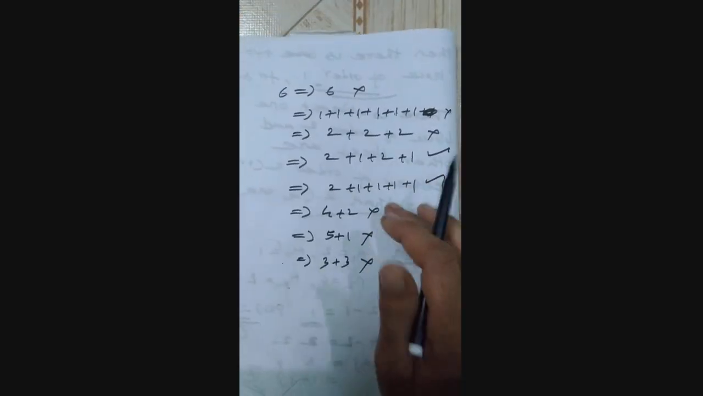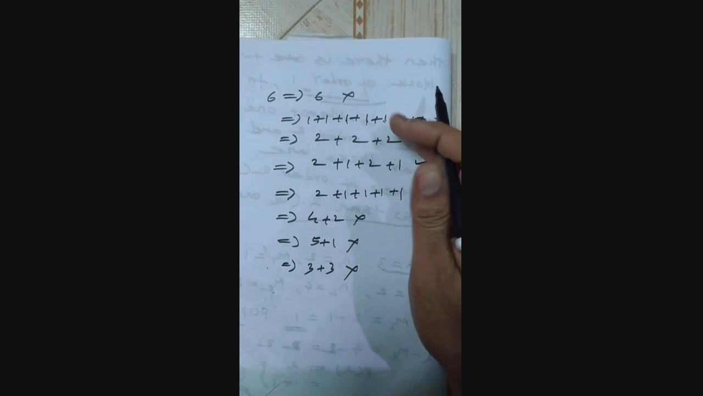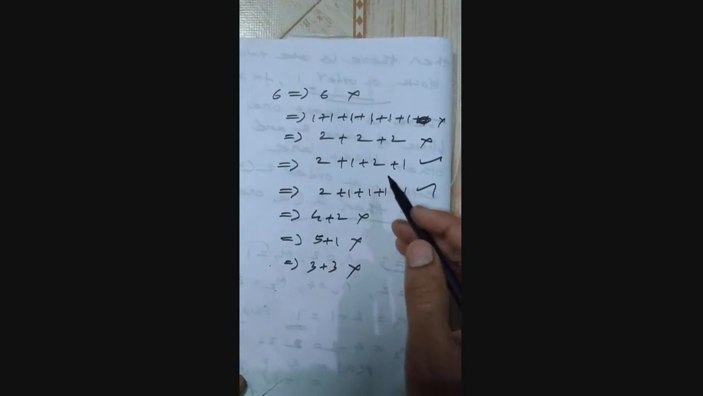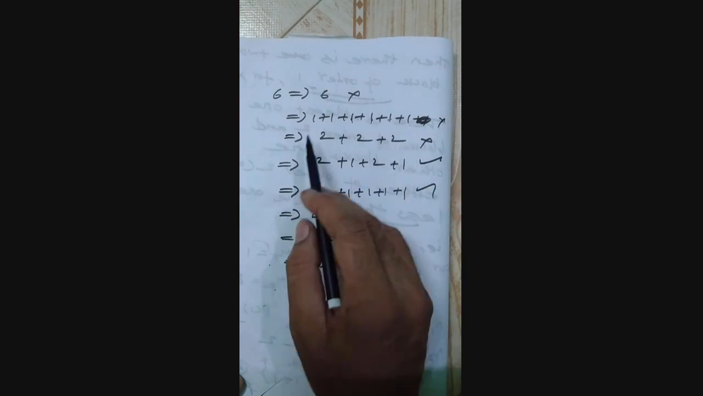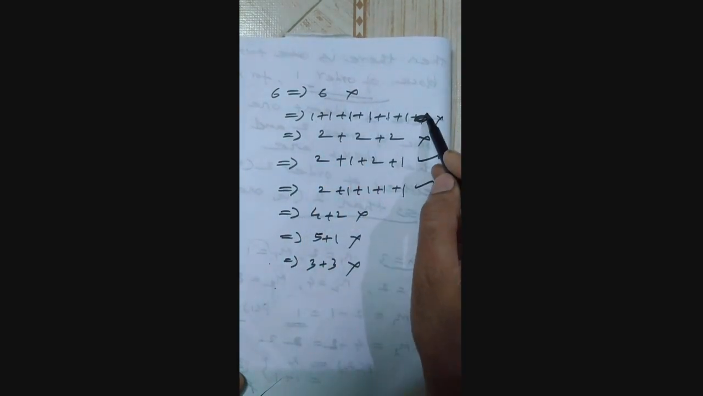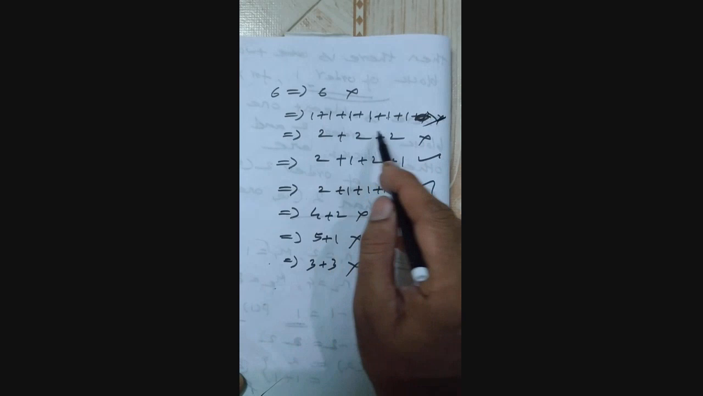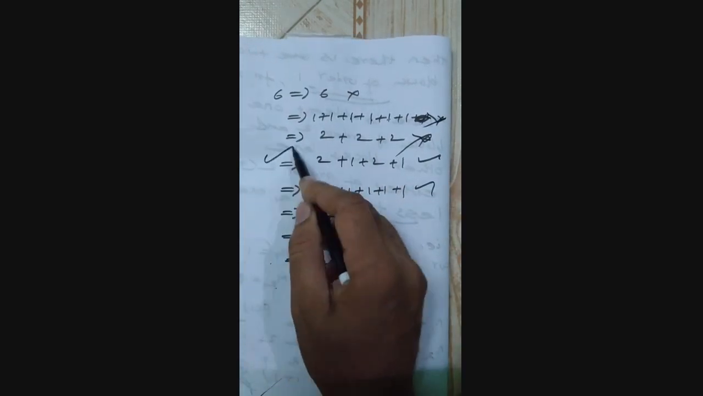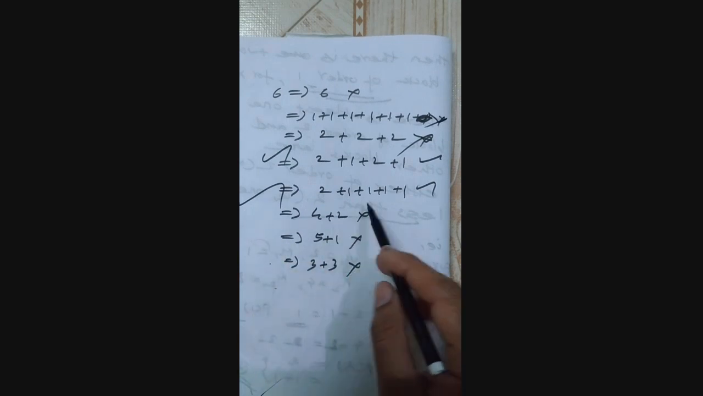We know the partition of 6. To find the partitions of 6, we have this many partitions. Among these, which is correct? This is 1 1 1 which is wrong, this is 2 2 2 this also wrong. So, we choose these two only, the remaining will be.